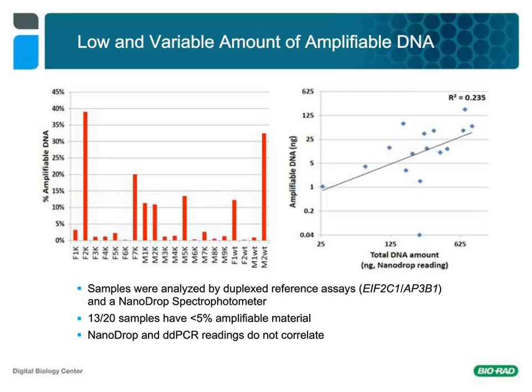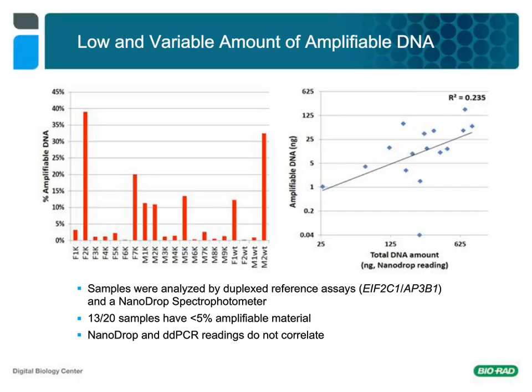E1F2C1, to estimate the fraction of sample that could be PCR amplified. 13 out of 20 of the CRC samples had less than 5% amplifiable material. We found that the amount of amplifiable material is not linearly related to the amount of DNA detected by NanoDrop. Qubit is often a better reading, but also still quite inaccurate as a basis of amplifiable DNA.